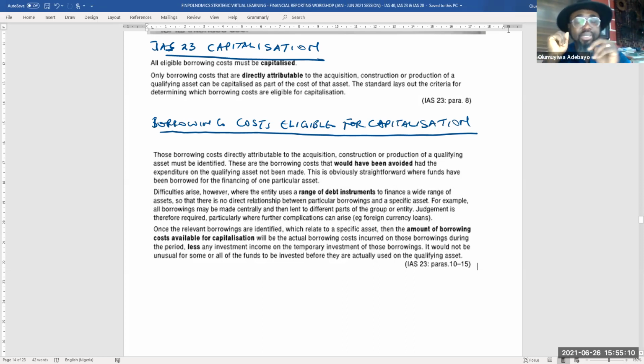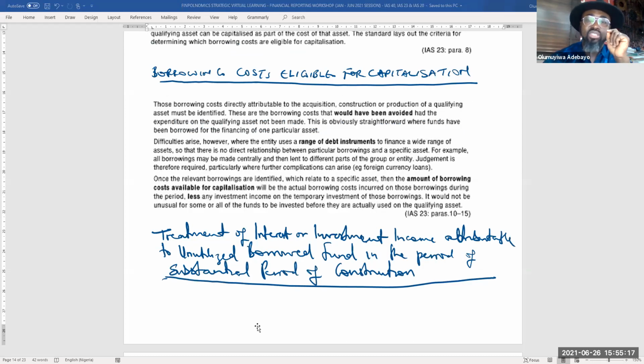But the last aspect of the scenario is what brought about a question that I've raised. And what is the question? The question says, what treatment are we going to give to interest or investment income that is attributable to the unutilized funds in the period of substantial time of construction? And what does that mean?